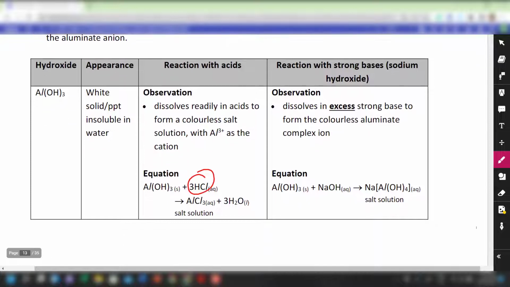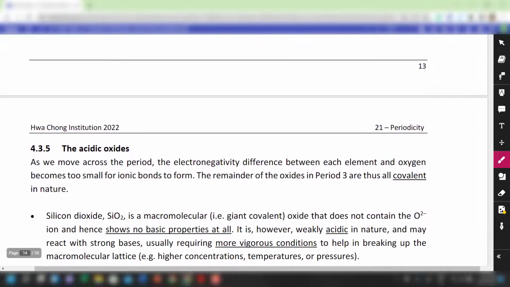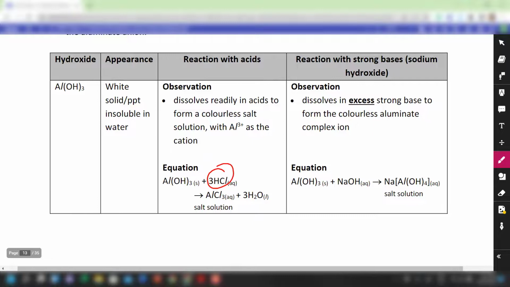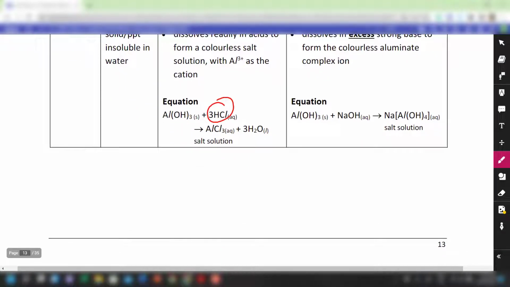So do remember that. If you don't remember, you can always refer to your notes, but there really isn't a point to try to memorize all these things. It's better to understand the underlying reason why a certain reaction takes place.